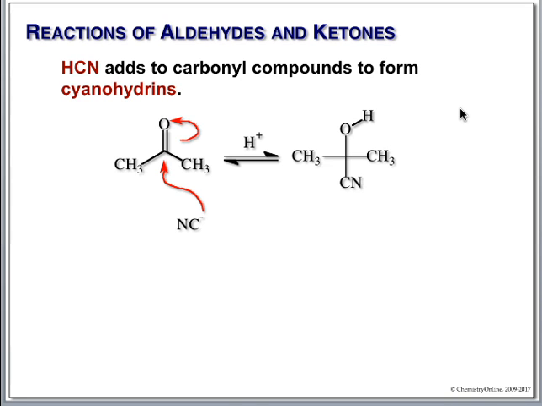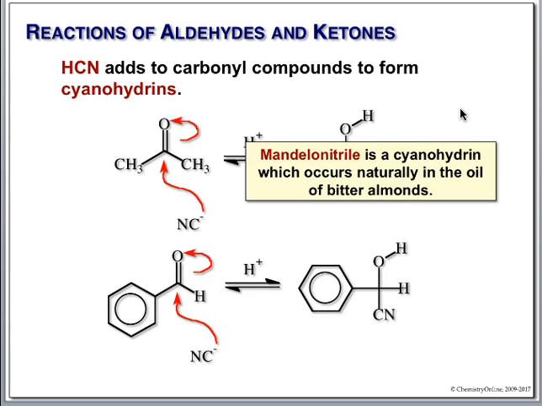Probably the most infamous cyanohydrin is this guy, derived from our friend benzaldehyde. Benzaldehyde reacts with cyanide to give the cyanohydrin that has the name mandelonitrile. This is the oil of bitter almonds.